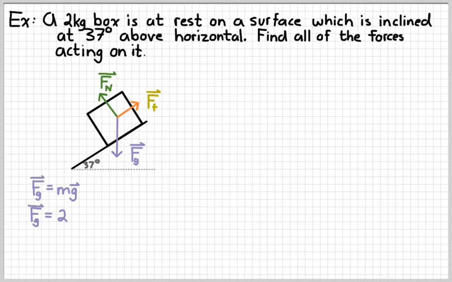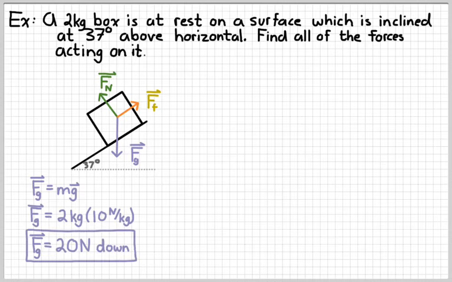The force of gravity, that should be easy. Just multiply the mass by g. And so we would get something like 20 newtons. And then don't forget to indicate the direction. The direction is down.